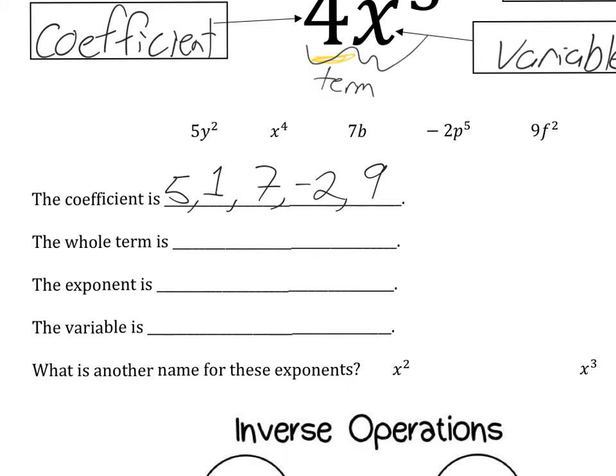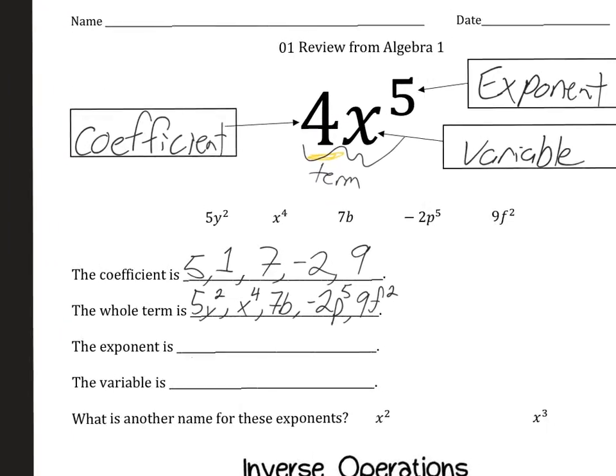The whole term is just the whole entire thing. So we're just going to copy down what each of these are. So 5y squared, x to the 4th, 7b, negative 2p to the 5th, 9f squared. Perfect.